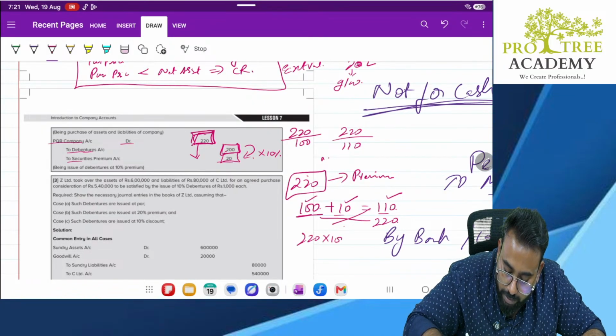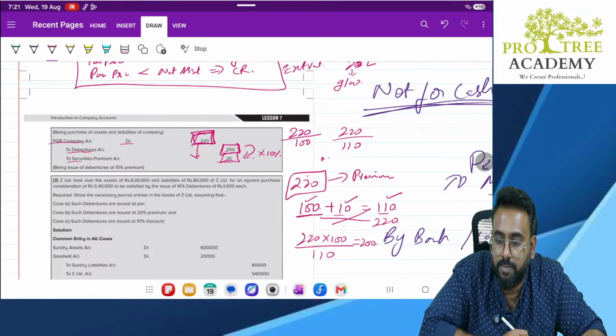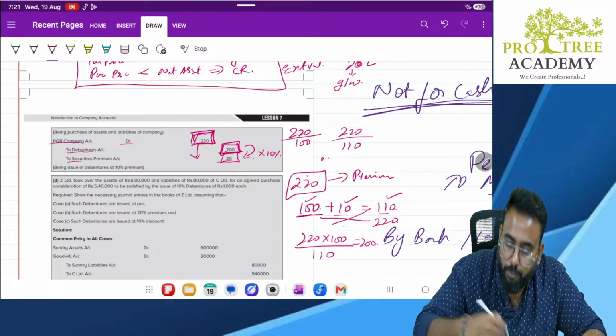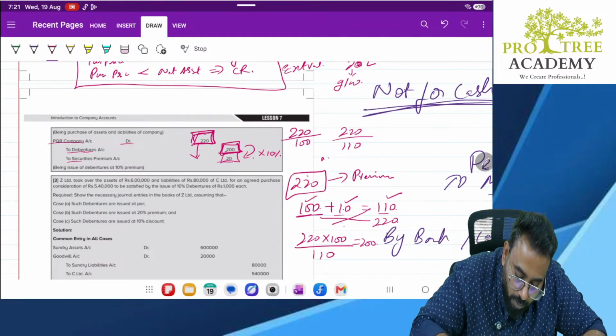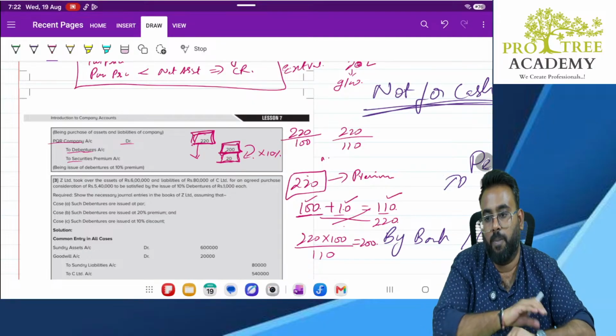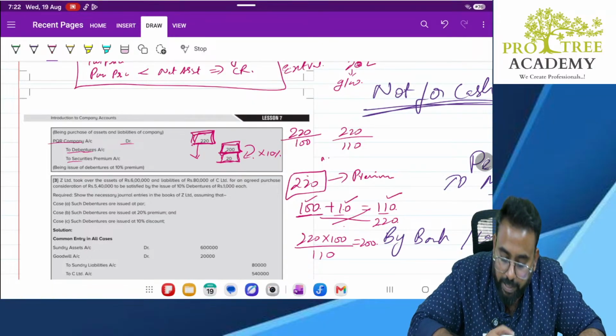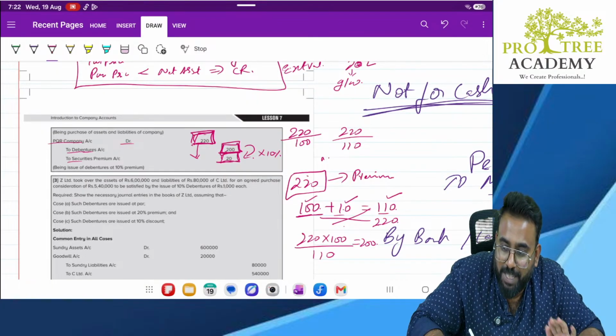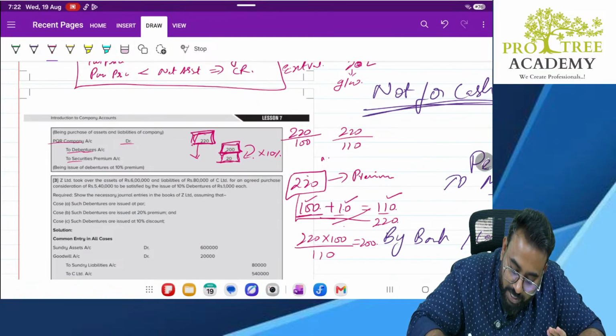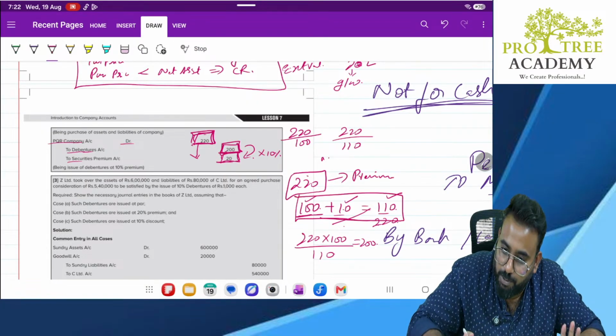220 into 100 divided by 110. That will give you 200. That is your nominal value. You want premium? 220 into 10 divided by 110. That will give you premium. Everybody, see, that's why I tell you, mathematics is not out of this subject. Mathematics is still needed. So this all is a common sense which we use.